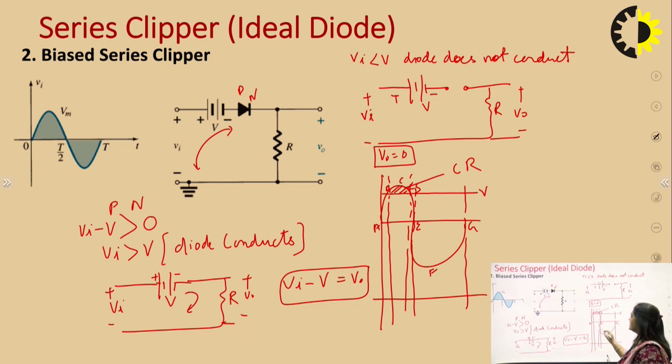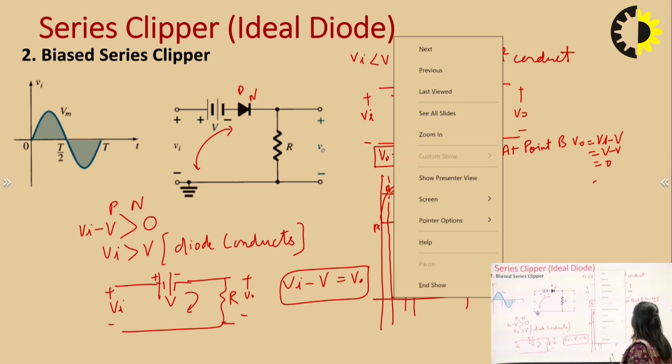Okay, so for this reason B, C, D, the diode is in conducting state. When the diode is in conducting state, output is equal to Vi minus V. So at point B, output is equal to Vi minus V, and the value of Vi here is V. V minus V would be equal to 0.